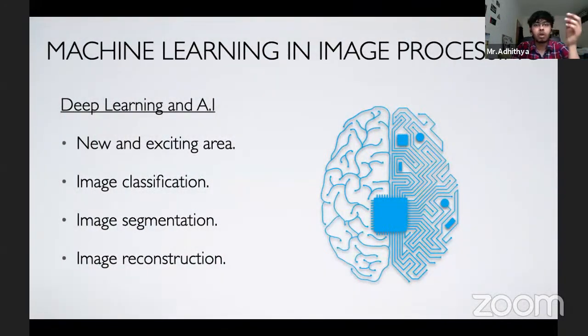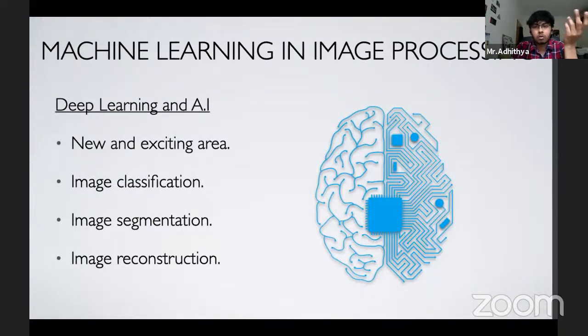And moving on from Python, there's another aspect, which is machine learning, where we use artificial intelligence and machine learning to perform image analysis, image segmentation, and image classification tasks. It's a new and exciting area which I found out recently.